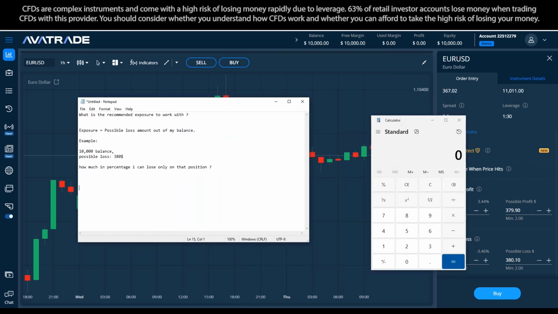Our equation is very simple. Possible loss divided by balance equals X, and then X times 100 equals exposure. Meaning 380 divided by 10,000 is how much? Who knows? 0.38. Okay, it's a very nice guess.